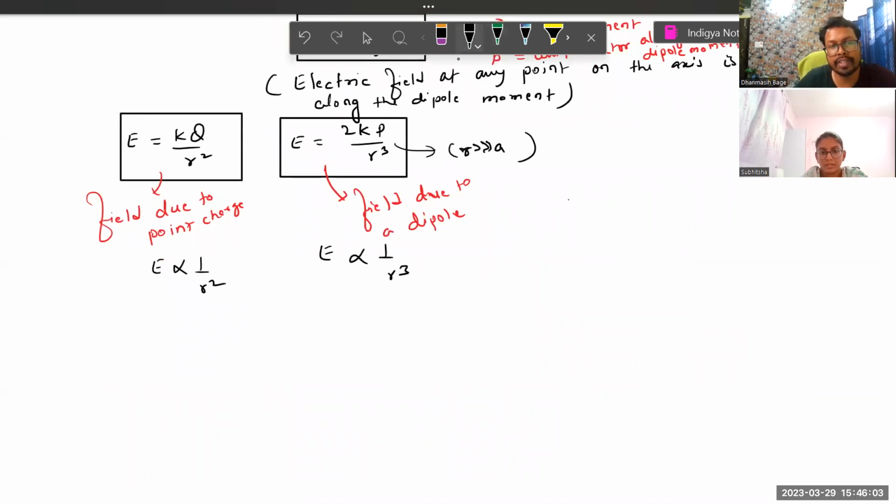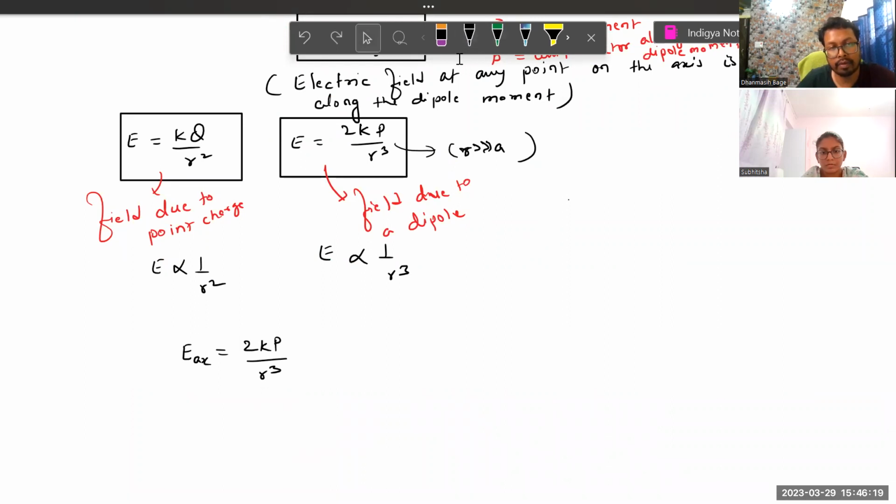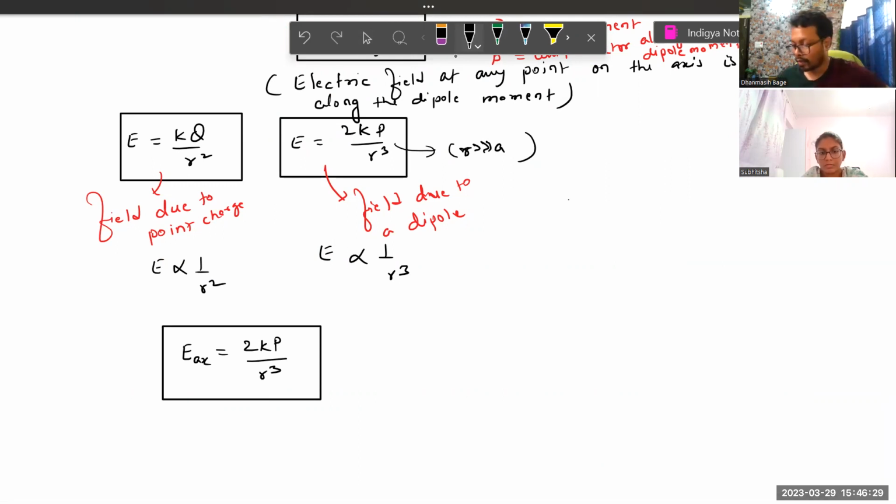And there is a special representation for this. We will write E_x is equal to 2kp by r cube. Just remember this. This is the field due to an axial point. Now the next point we will talk about, you can also find out.